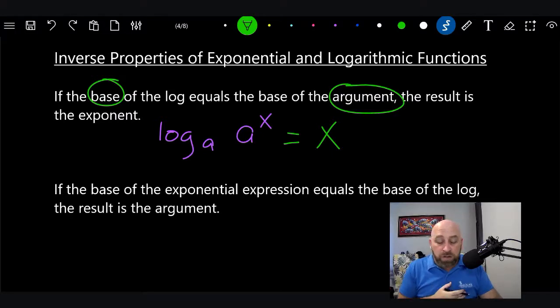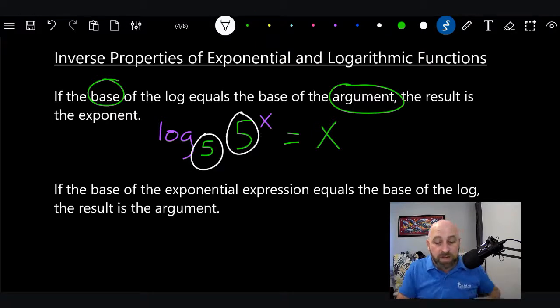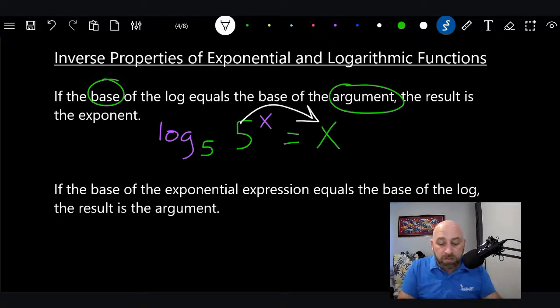When we do this, let's plug in some numbers here. Let's say instead of a, we use the base 5. So log base 5 of 5 to the x equals x. Notice when the base and the argument base are the same, it's going to yield just x, just the exponent. That exponent becomes the result on the other side. Again, you don't necessarily have to understand how all that works right now. You can look through it, great, but you just have to take it as a fact.